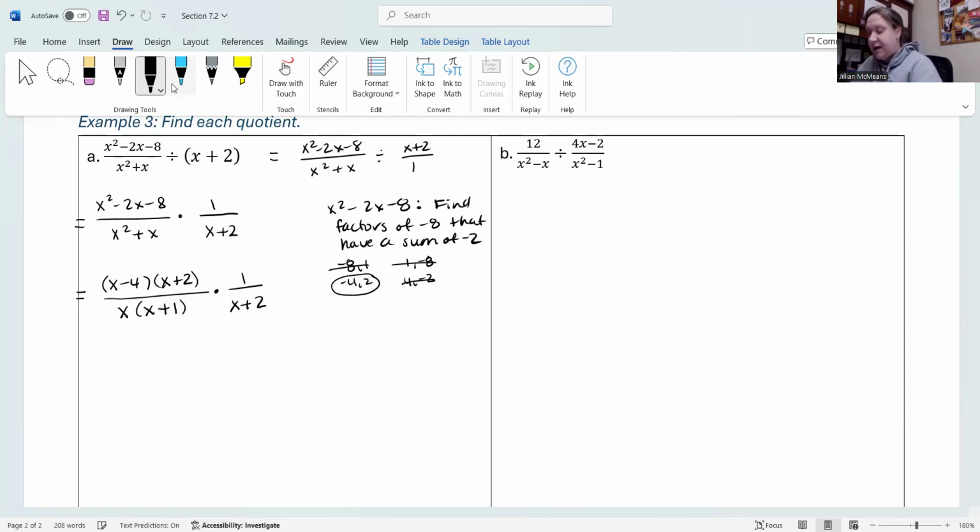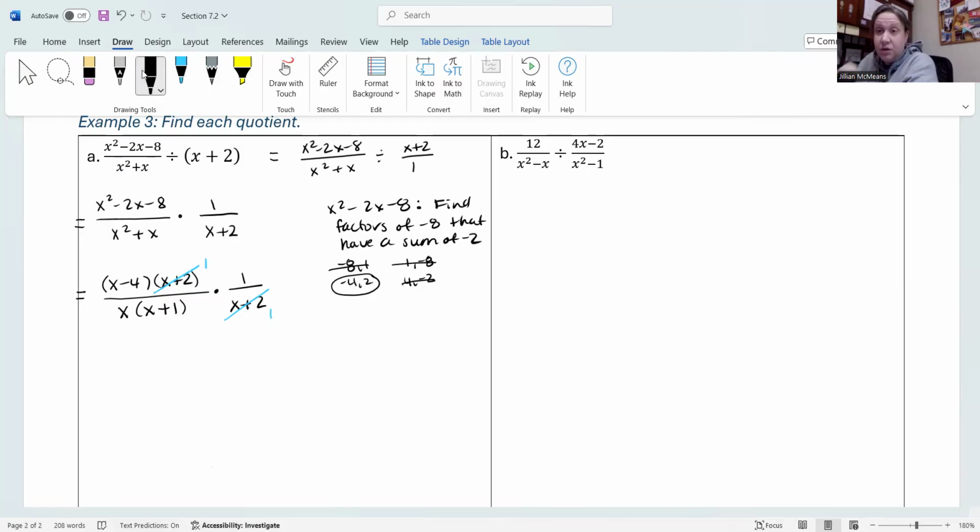But I do want to see if I have anything that I could cancel top to bottom or divide out top to bottom. And I do. I see that I have an x plus 2 in my numerator and my denominator. So x plus 2 divided by itself is just 1. Now, on the numerator, I have a 1 and an x minus 4. On the denominator, I have an x and an x plus 1.